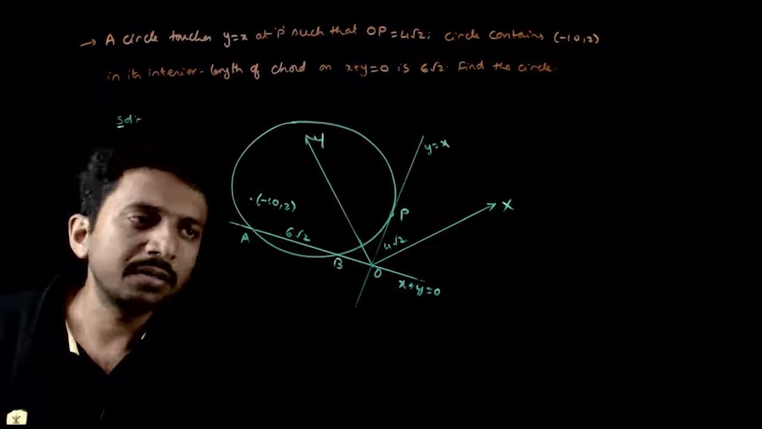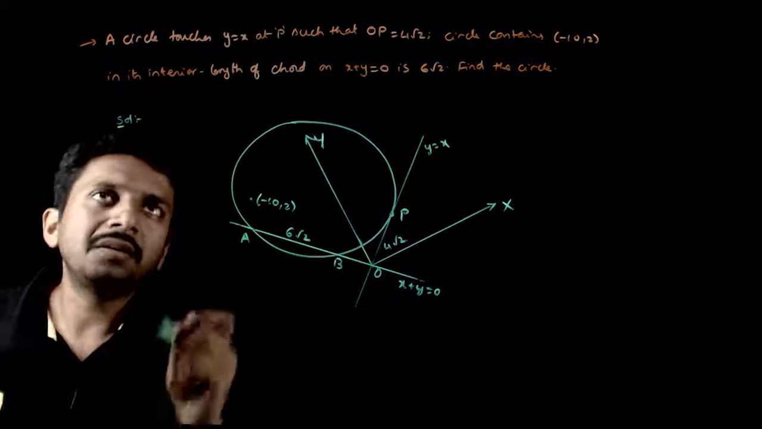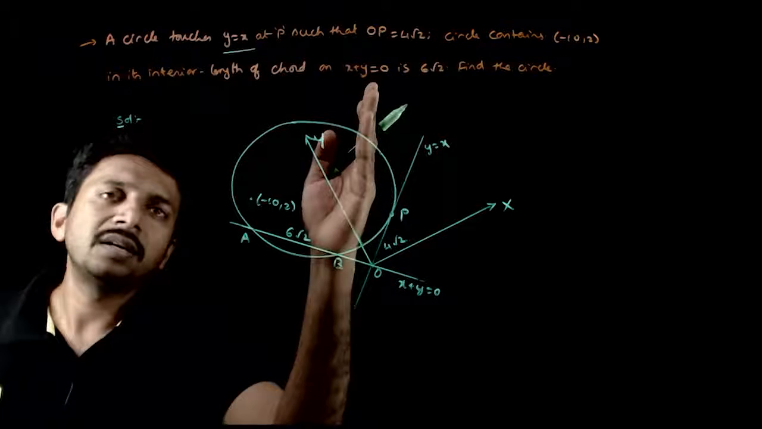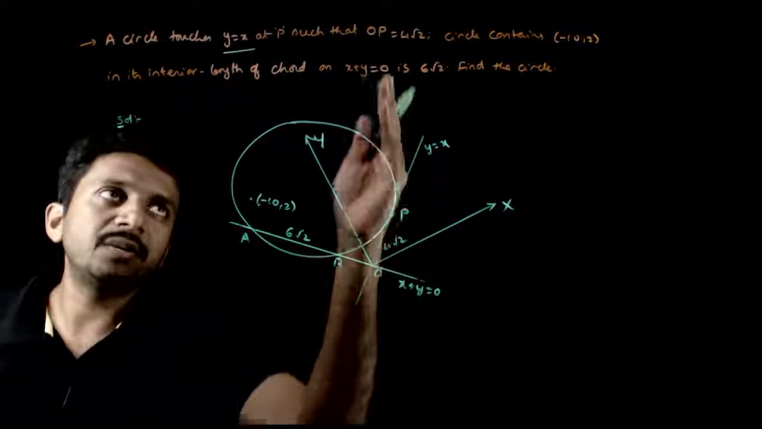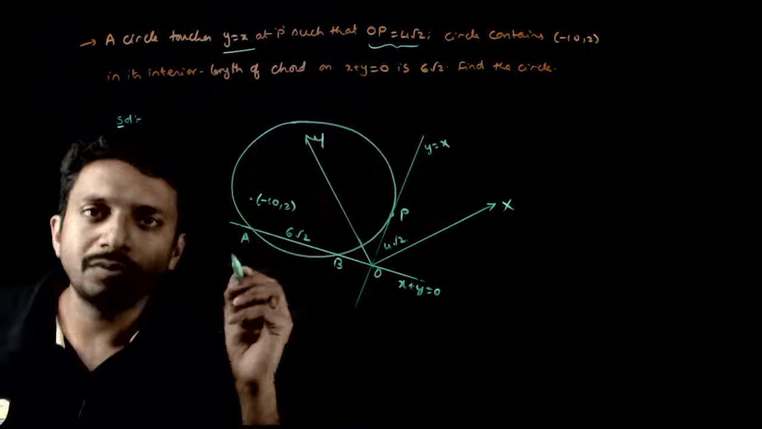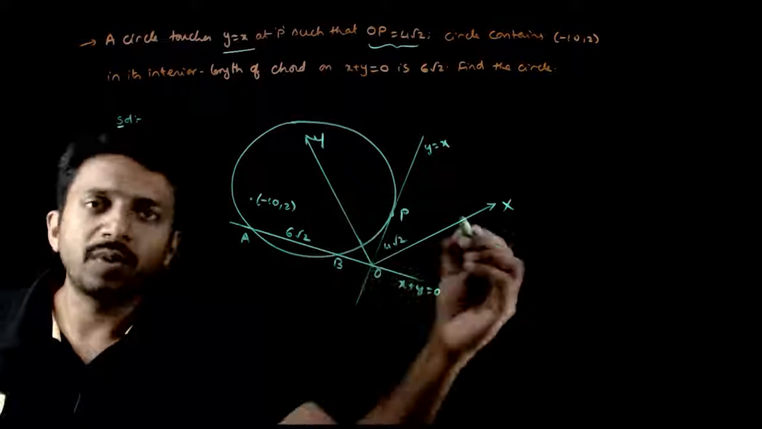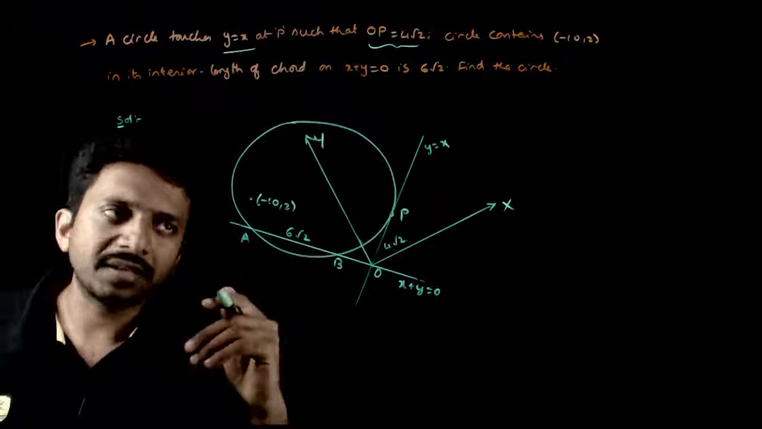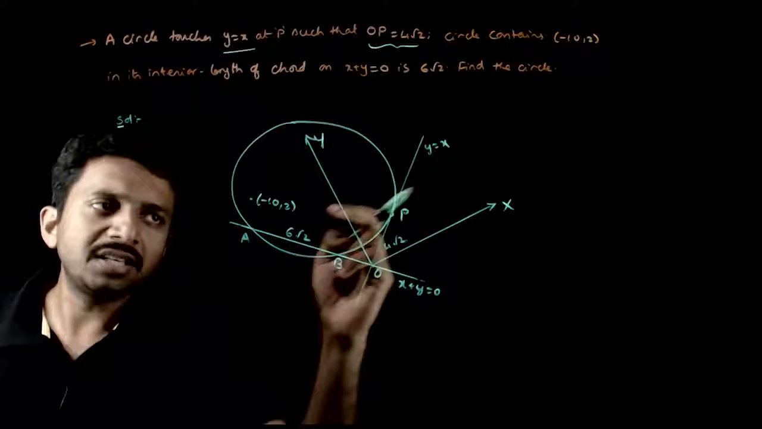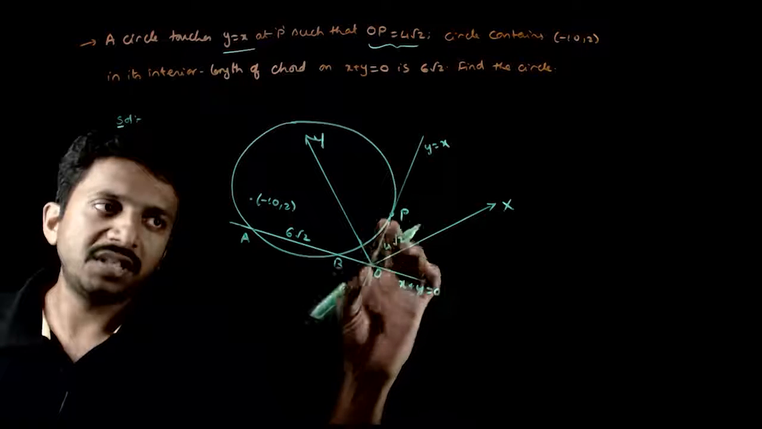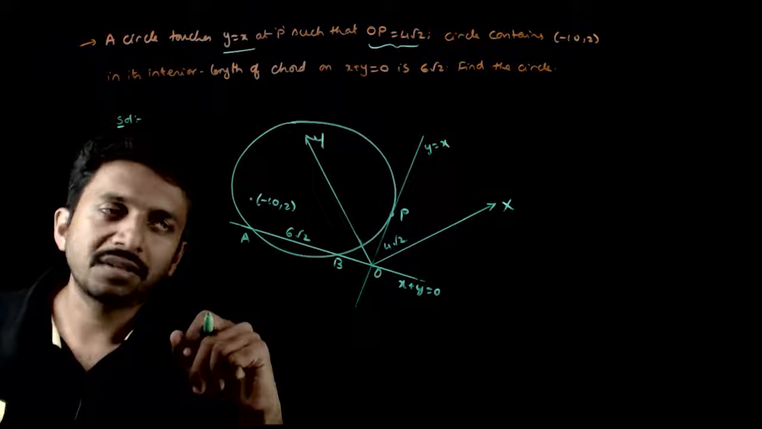So welcome students. In this question you're given that a circle touches the line y equals x at a point P such that OP is equal to 4 root 2, where O is the origin. Let's take the x-axis and y-axis, and this is the line y equals x. A circle touches the line y equals x at a point P which is 4 root 2 units distant from the origin.